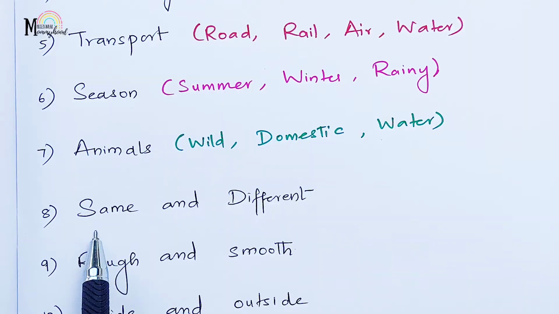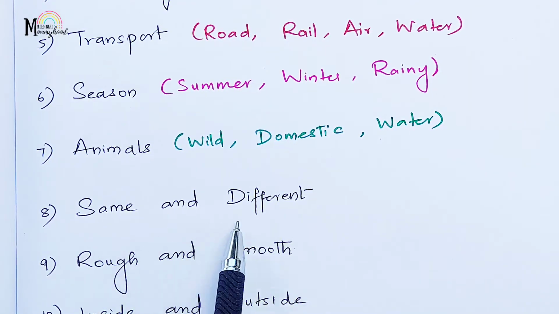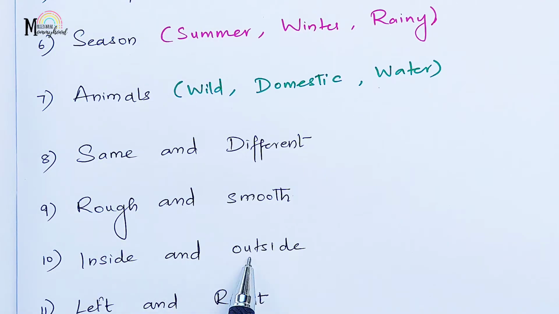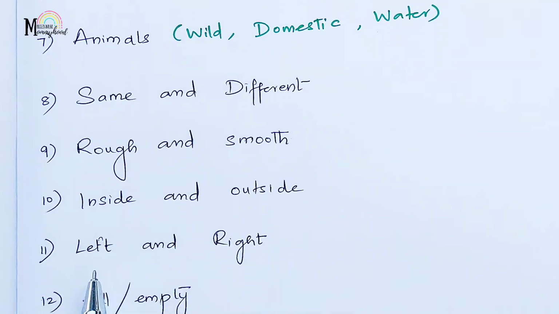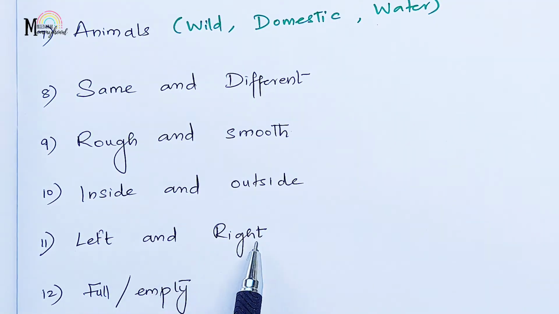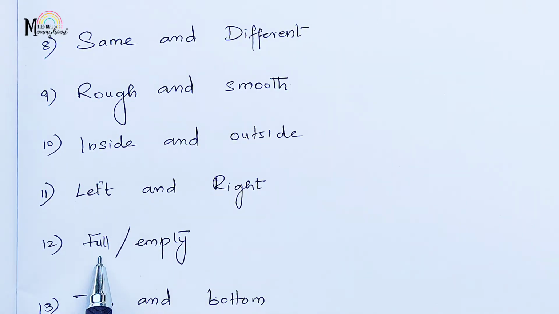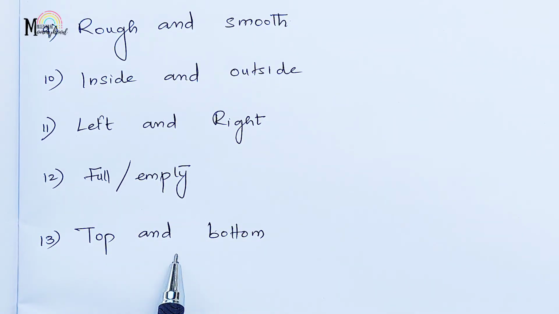Same and different, where you are shown objects wherein you have to sort out the similar objects and identify the different ones. Rough and smooth, inside and outside, left and right, full and empty, top and bottom. That's all.